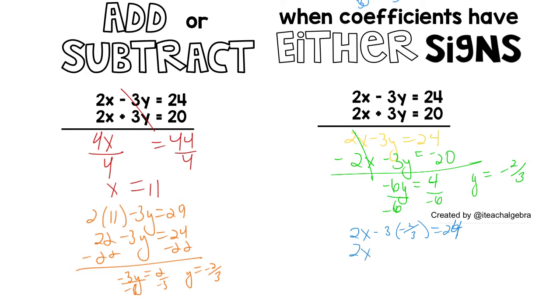So 2x, the 3's cancel, negative 2 is plus 2, is 24. I subtract that 2 from each side, and 2x is 22. Oh, divide by 2, not x, holy cow, and x is 11. So no matter which way I work this problem, my solution is always 11, negative 2/3.